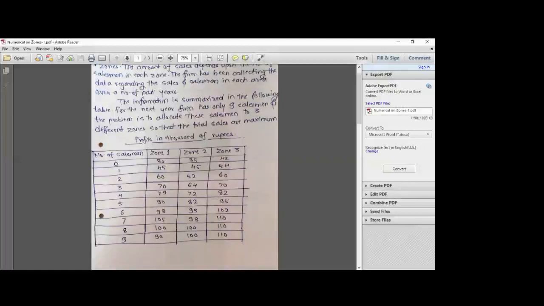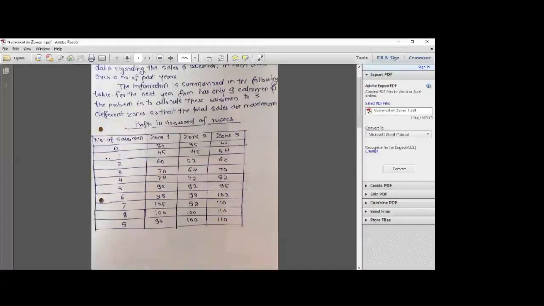For the next year, the firm has only 9 salesmen, and the problem is to allocate these salesmen to 3 different zones so that the total sales are maximum, right? So the profits in thousands of rupees are given here.